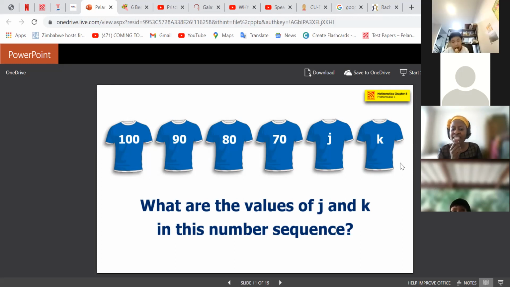How did she find it? She said, since the numbers are 100, 90, 80, 70, the following number will be 60. Why? Because they are going less by 10. So she just took off 10 from 70. She just said 70 minus 10 and she got the value for J. What about the value for K? Thank you so much, Tanya.